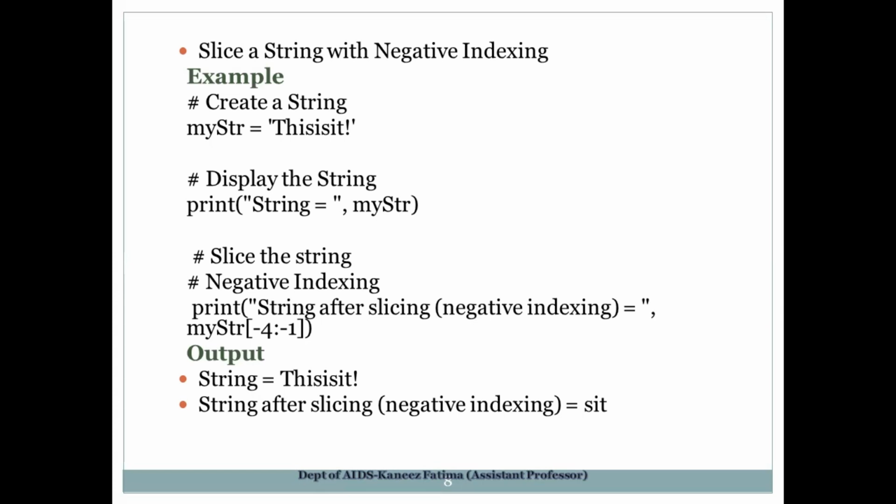That means -4 is the starting character, so I'm going from S till -1. -1 is the last letter at the end. So I'm going from -4 to -1, and I get only 3 letters, that is SIT. Only 3 letters are being implemented here. So I slice the main string, and in such a way I can implement negative indexing.